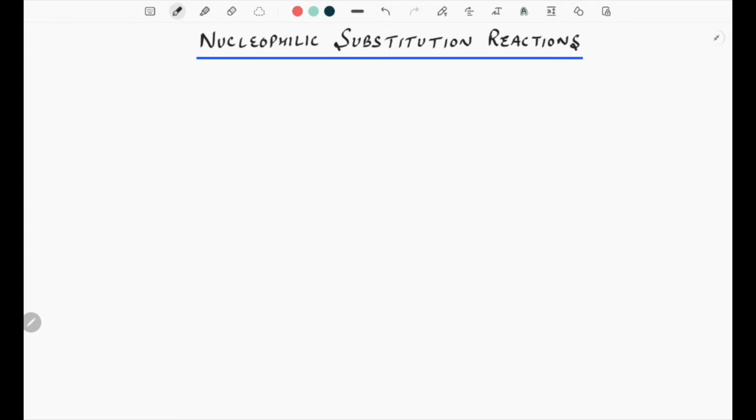Hello students, today we will discuss nucleophilic substitution reactions. So without wasting time, let's start with the question: what is a nucleophilic substitution reaction?